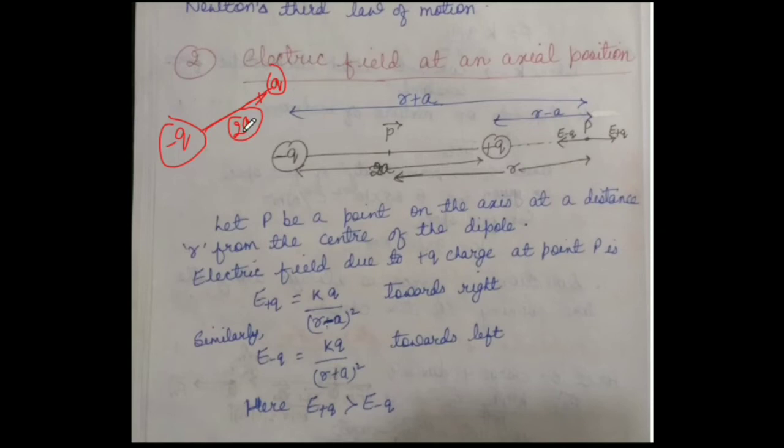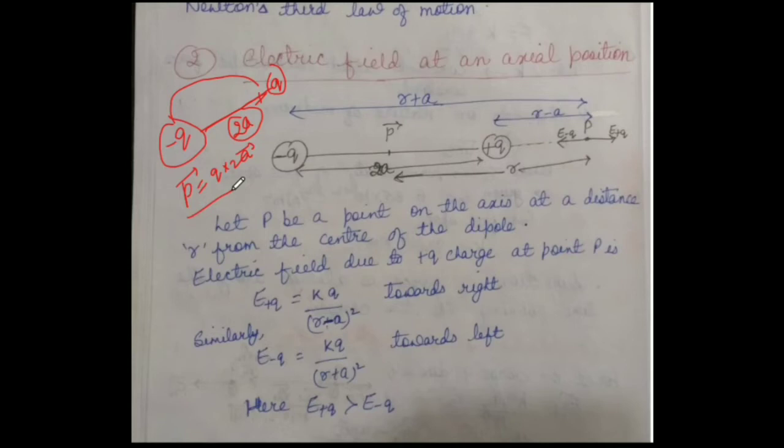And its value is given by the dipole moment. It is represented by small p, right? This dipole moment is given by q into 2a, the distance between the two charges. And the direction of the dipole moment is always from the negative charge to the positive charge. So this is the expression for the dipole moment, P equal to q into 2a. You have to remember this because we will use it now.